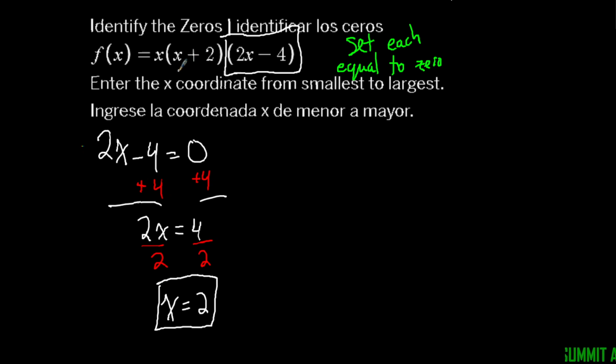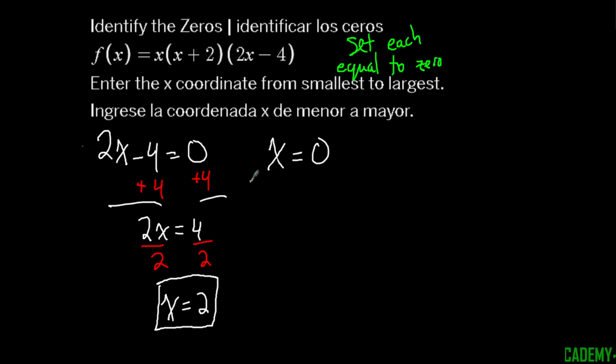Same idea, I can set whatever I need equal to 0. So let's take this box away. If I set this equal to 0, it's going to be really easy because I just have my x-intercept already. So notice how it works out. I have x equals 0 is going to be one of my x-intercepts.